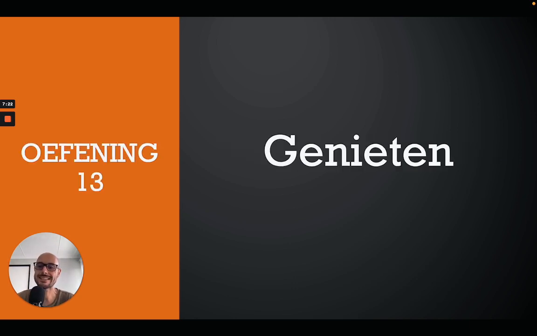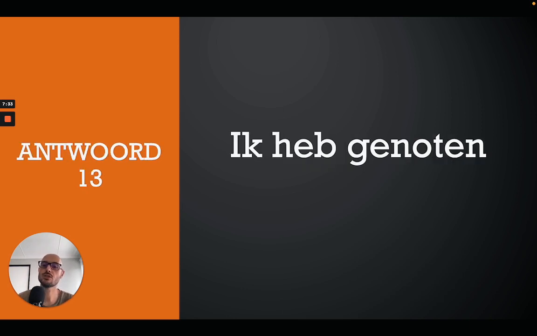We'll go to exercise 13, oefening 13. Genieten is to enjoy, very important verb. So how would you say I have enjoyed? Let's check it out. Ik heb genoten. I have enjoyed is ik heb genoten, also completely irregular.